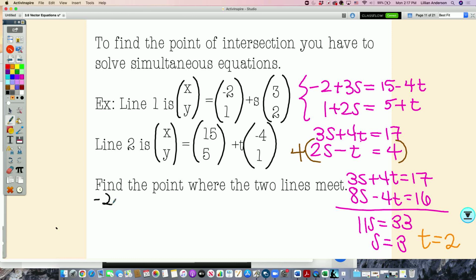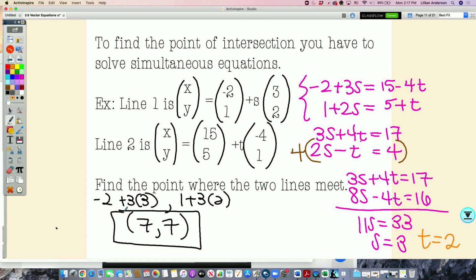You want to take -2, plug in 3, find the x coordinate where they intersect, and then plug in 3 and find the y coordinate. So then -2 plus 9 is 7, and 1 plus 3 times 2 is 7. So the point of intersection is (7, 7), or the point where the two lines meet is (7, 7). I can confirm this by plugging in 2 for L2. That's 15 plus 2 times -4, and 5 plus 2 times 1. This is 7, and this is also 7. So it confirms that that is the intersection point.